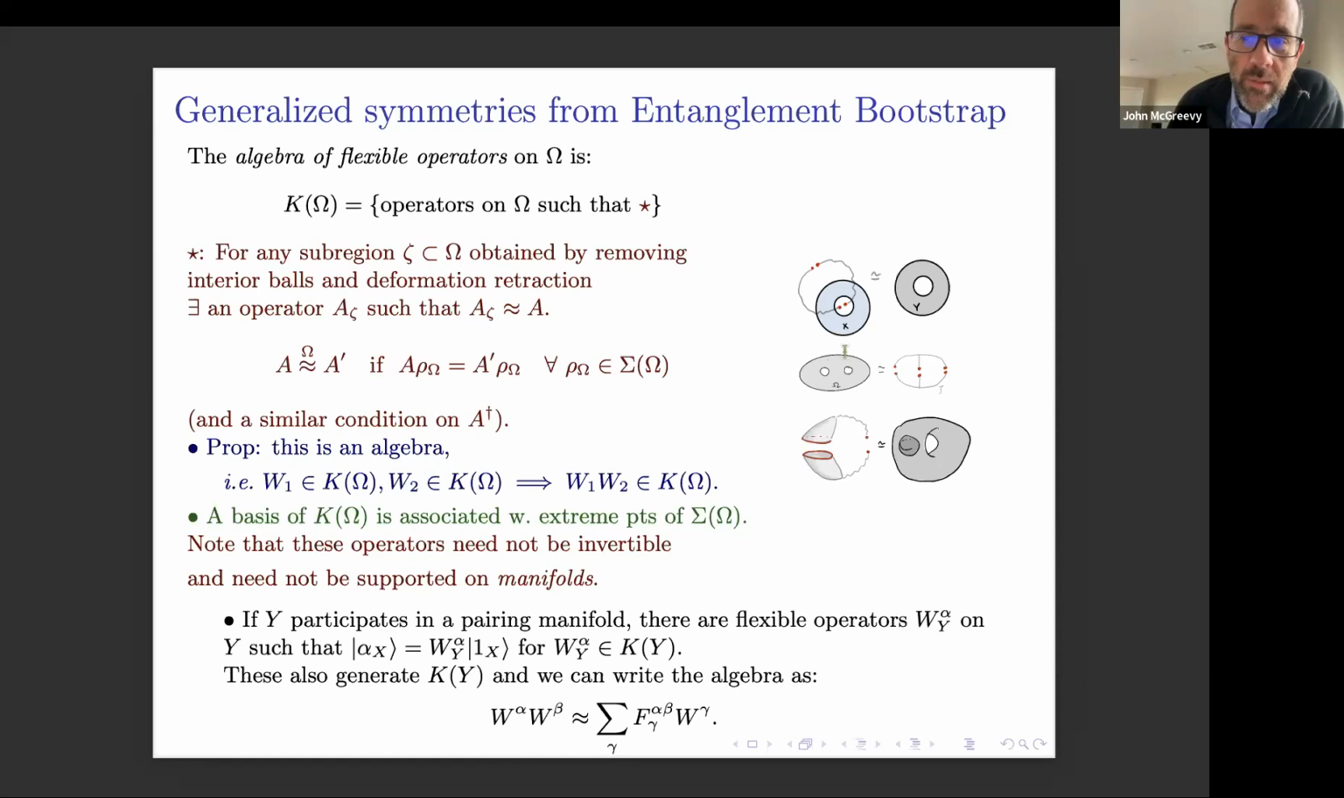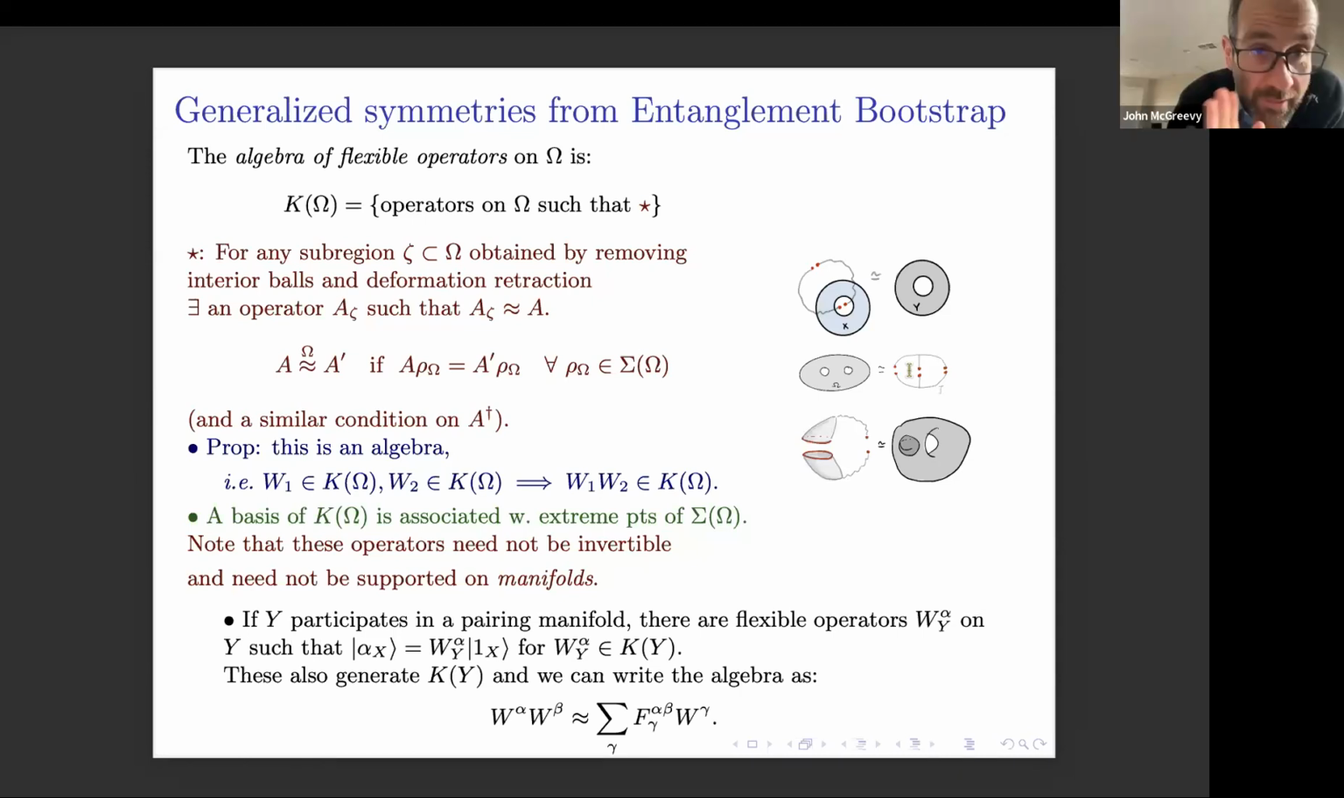So here's an example. Suppose we're thinking about this 2-hole disk. This is an example of the support that the operator could have. It's a thing that moves around these 3 particles in a correlated way. And the operator is flexible if I can find a representative for any such region. So the idea is very similar to stabilizer codes, where you take operators and add stabilizers to them, and they can move around.